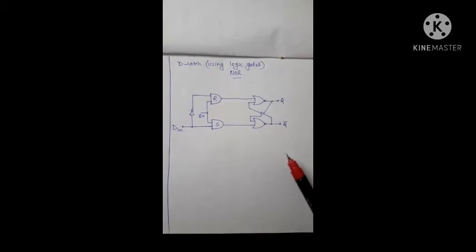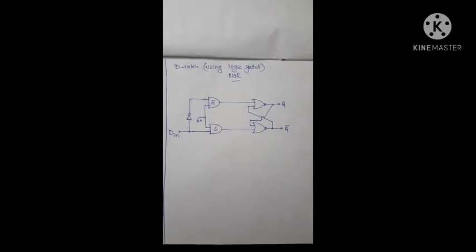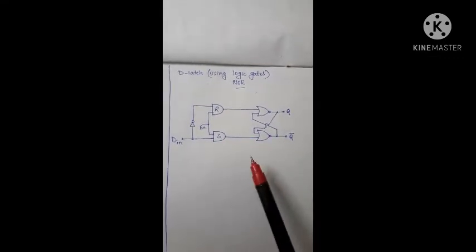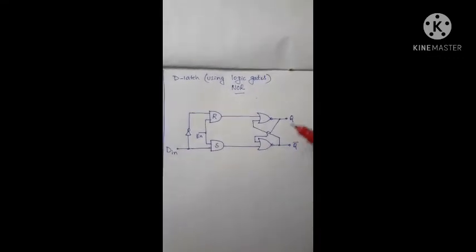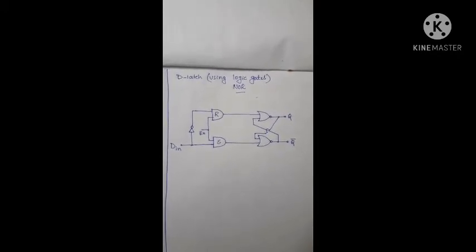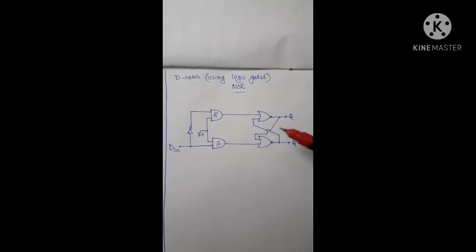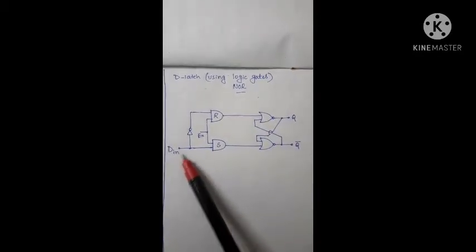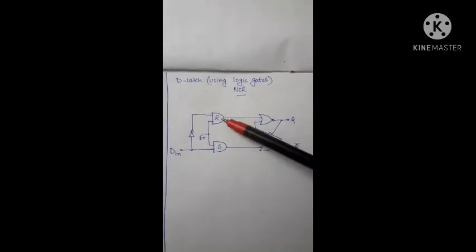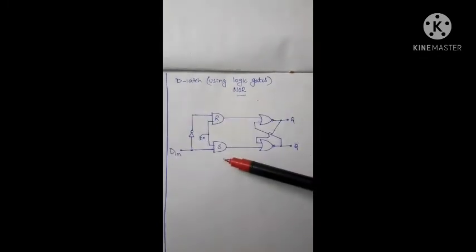Now let us see how we can implement a D-latch, as you have learned in digital electronics. It is a circuit which consists of two AND gates and two NOR gates. You can also implement the circuit using NAND gates, but as I will be doing the circuit using CMOS, it is better to go for the NOR gate. So here you can see it consists of two AND gates and two NOR gates, and remember this is the R and this is the S.